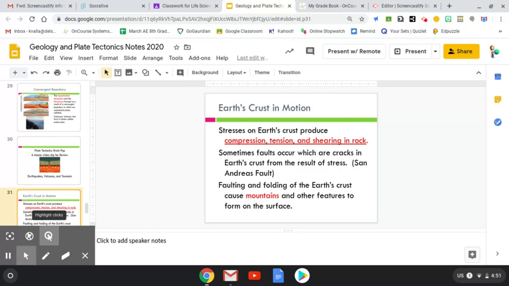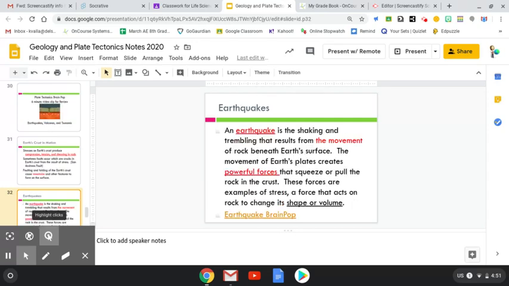Stresses on Earth's crust produce compression, tension, and shearing in rock. Sometimes faults occur, which are cracks in the Earth's crust resulting from stress, just like I showed you out in California, the San Andreas Fault. Faulting and folding of Earth's crust cause mountains and other features to form on the surface. An earthquake, which I'm sure you've heard of before, is the shaking and trembling that results from the movement of rock beneath Earth's surface. The movement of Earth's plates creates powerful forces that squeeze or pull on rock in the crust. These forces are examples of stress, a force that acts on rock to change its shape or volume.